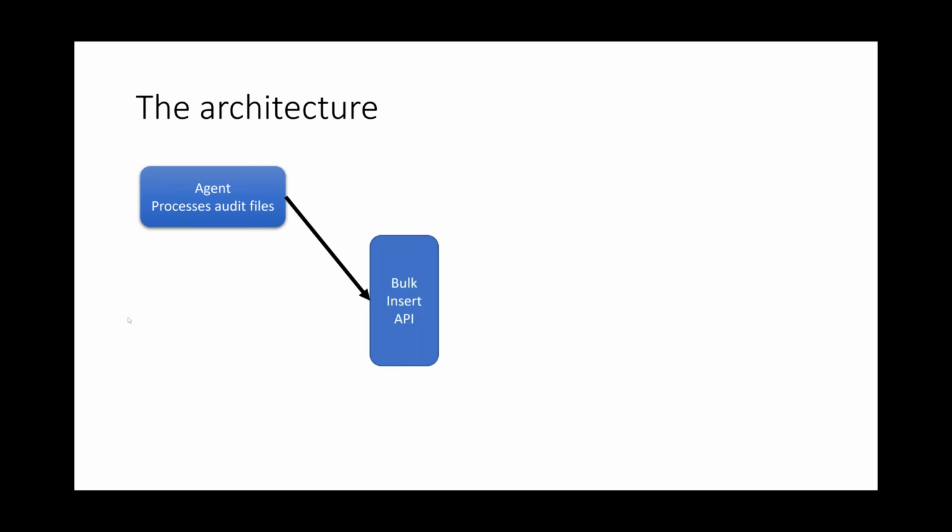So this gave us the newly redesigned architecture where we had agents, we called them. It's just a machine that runs a Windows service that processes these audit files, which then used the bulk insert API to bulk insert into SQL Server into an in-memory OLTP table.